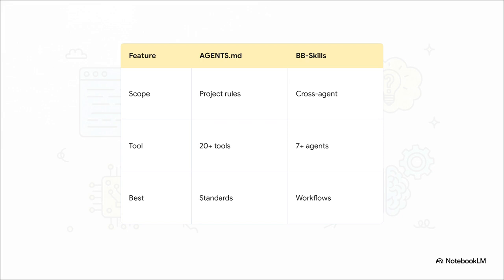The cool thing is, unlike tool-specific rules, the ones locked into Cursor or the Claude ecosystem, using open-source libraries like BB Skills ensures your reusable workflows function flawlessly. And not just for Codex CLI, but across 7 or more different autonomous agents. It is a massive flexibility boost for your team.